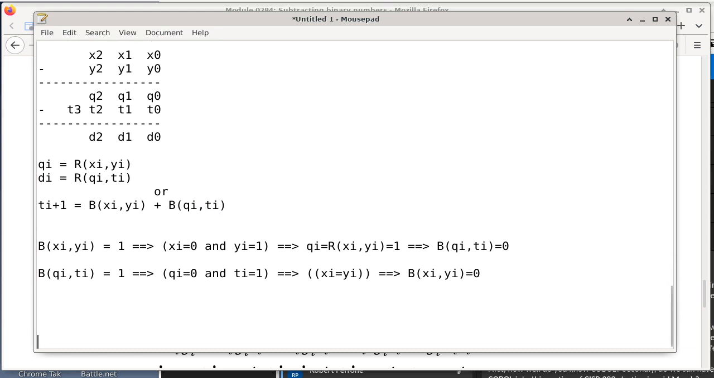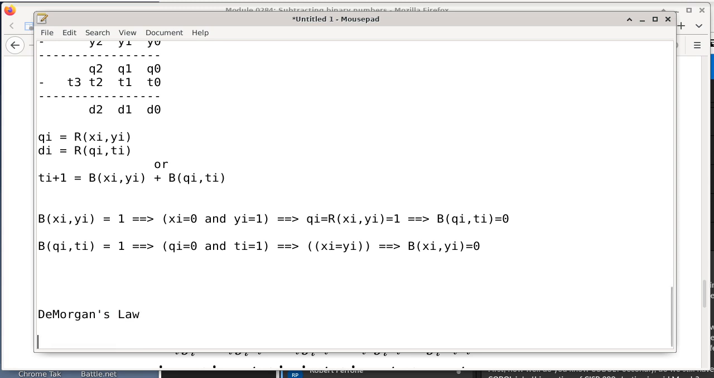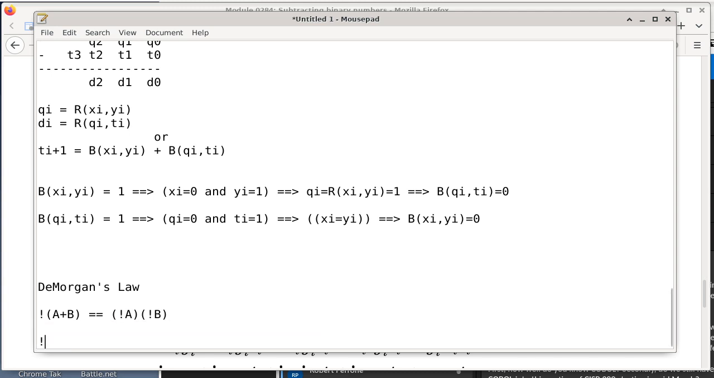Okay. So if you look at De Morgan's law, it says something like this. If you have a negation of A or B, it really is the same thing as not A and not B. On the other hand, if you have a negation of A and B, it really is saying the same thing as not A or not B.